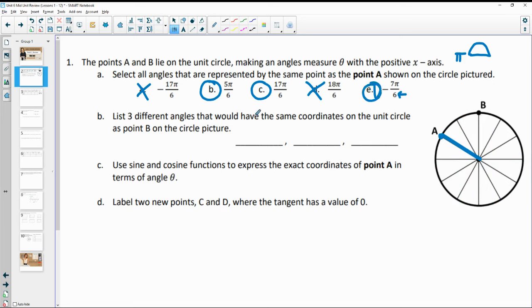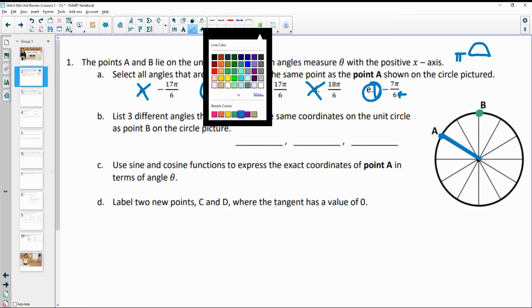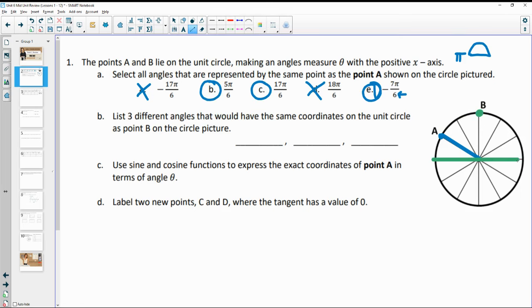Part B lists 3 different angles that would have the same coordinates on the unit circle as point B. So now we're looking at point B, and we want to name 3 different angles that would have that. So our first one, and if we look at this, you're looking at that pi again. So here's pi, and this one is just splitting pi into 2 equal angles. So this one would be pi over 2. If we went positive, so positive 1 pi over 2, we could look at going negative if we wanted to. So negative would be negative 1, 2, 3 pi over 2.